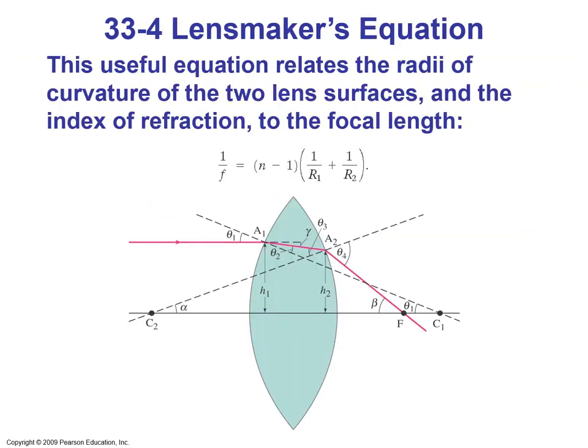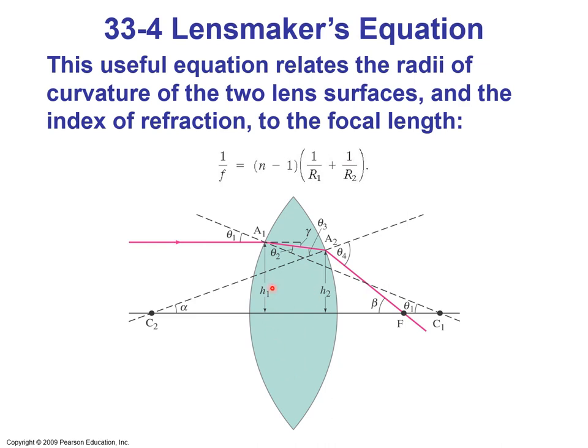Section 34, lens maker's equation. This useful equation relates the radii of curvature of the two lens surfaces and the index of refraction to the focal length. So we have 1 over f is equal to n, the index of refraction, minus 1, multiplied by 1 over r1, the radius of curvature for the first surface, plus 1 over r2, the radius of curvature for the second surface. So if the light is coming from the left, it hits the radius of curvature of the first surface.